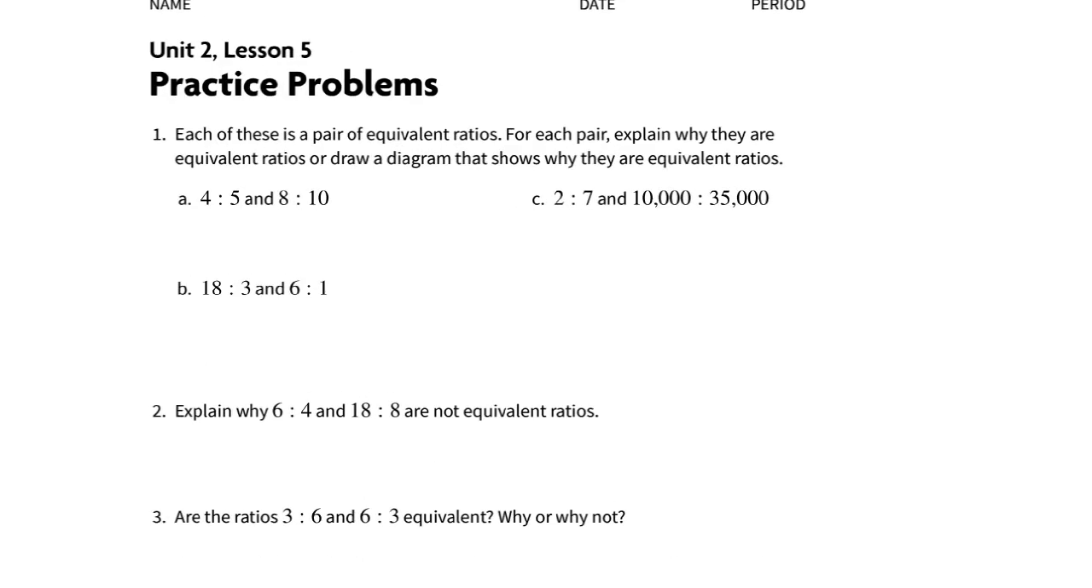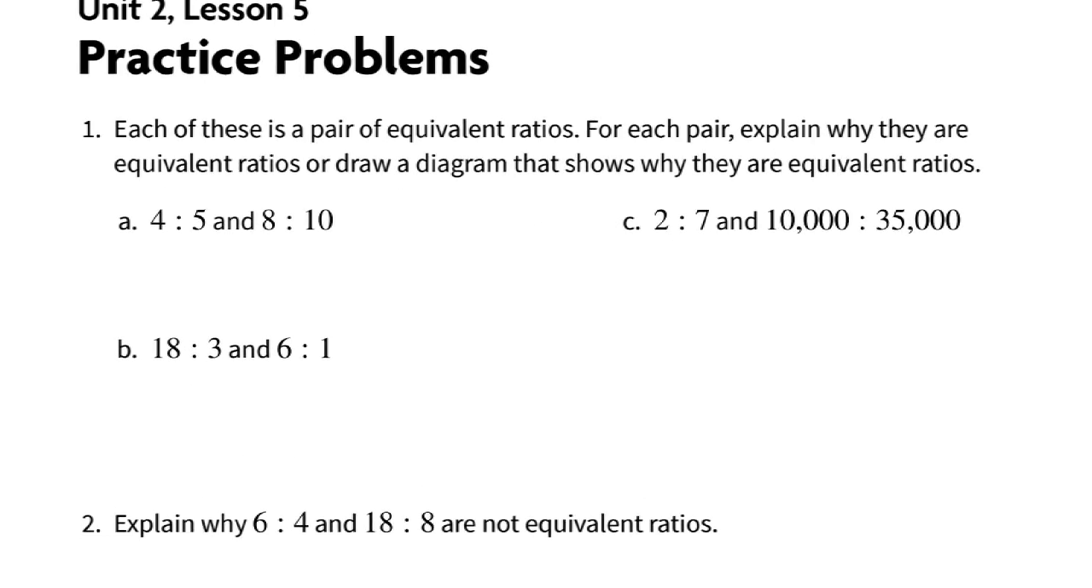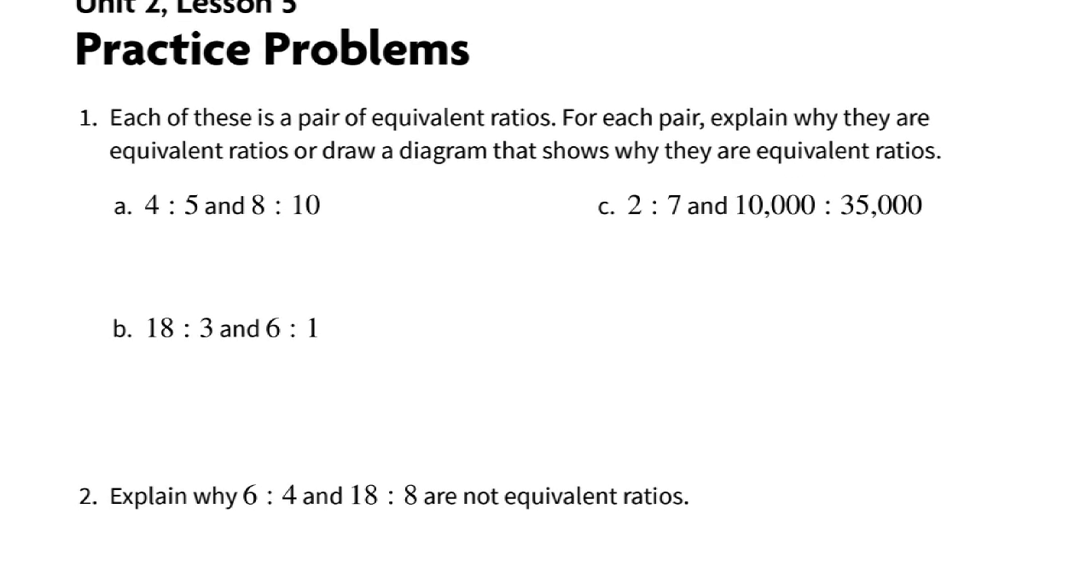All right, so it's time to do our practice. So let's take a look. Number 1, each of these is a pair of equivalent ratios. For each pair, explain why they are equivalent. So how do we know that 4/5 and 8/10 are equivalent? Well, because each of these items is multiplied by 2 to get each of these items, so therefore it is equivalent.